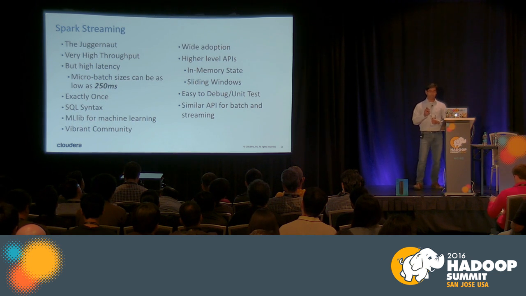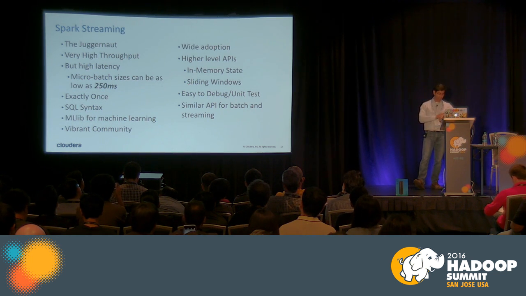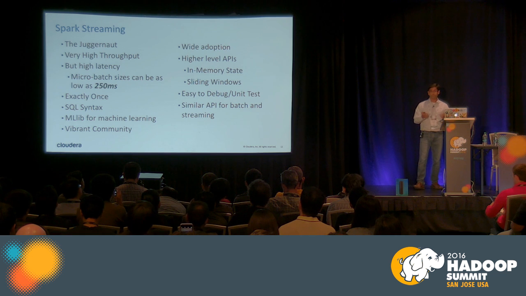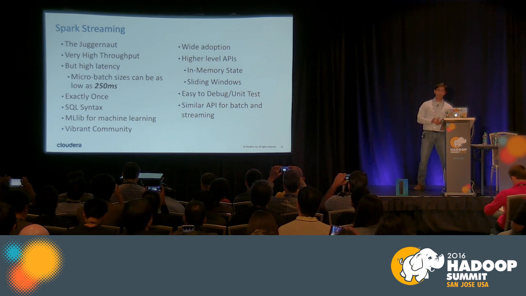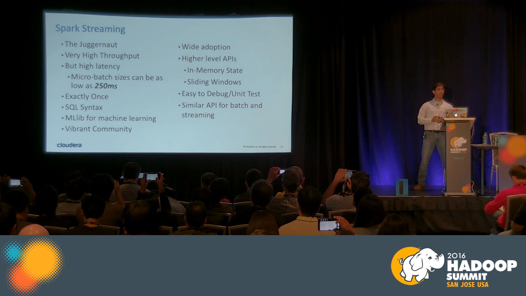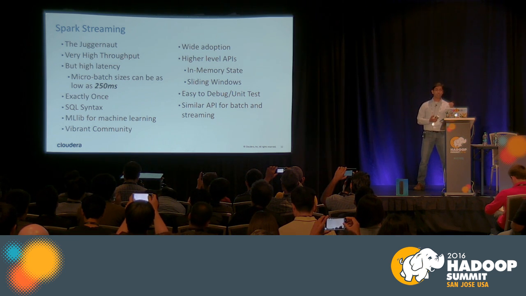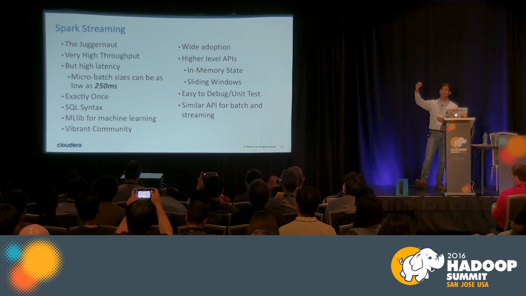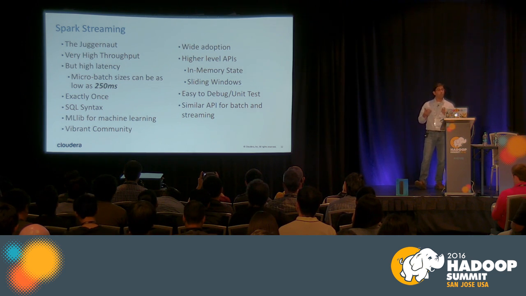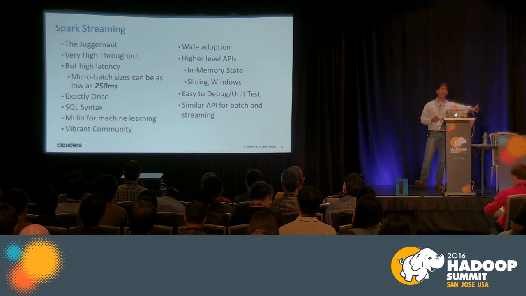Cool, so let's talk about Spark Streaming. Spark Streaming at this point is the juggernaut. It is the most widely adopted stream processing engine. It gives you really high throughput. Arguably, it has the best API for stream processing. It's an API with simple constructs for sliding windows of time, simple constructs for maintaining in-memory state.